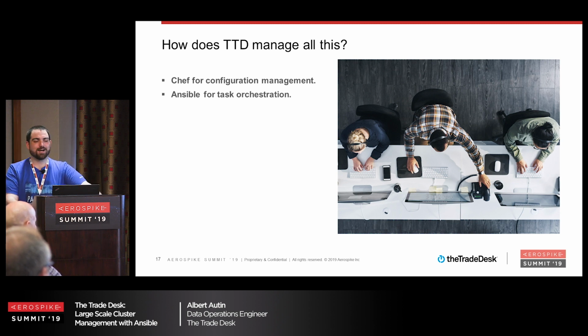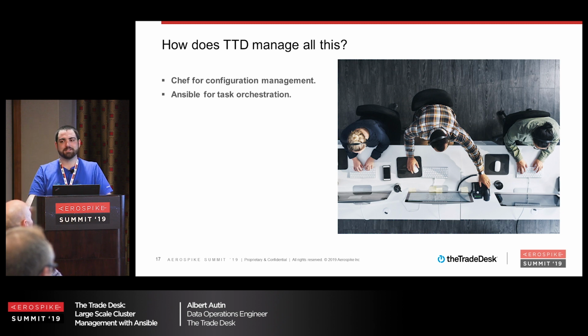So at the scale we operate at, we really needed a better way to do this. We couldn't do all this manually. We needed a system that performed upgrades idempotently in an automated fashion that was reliable and could scale with us. So we use Chef for our configuration management and Ansible for task orchestration.